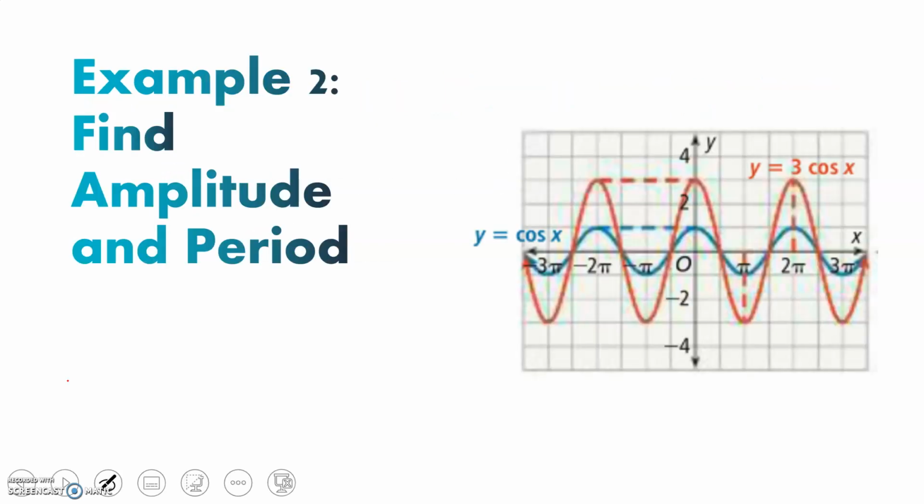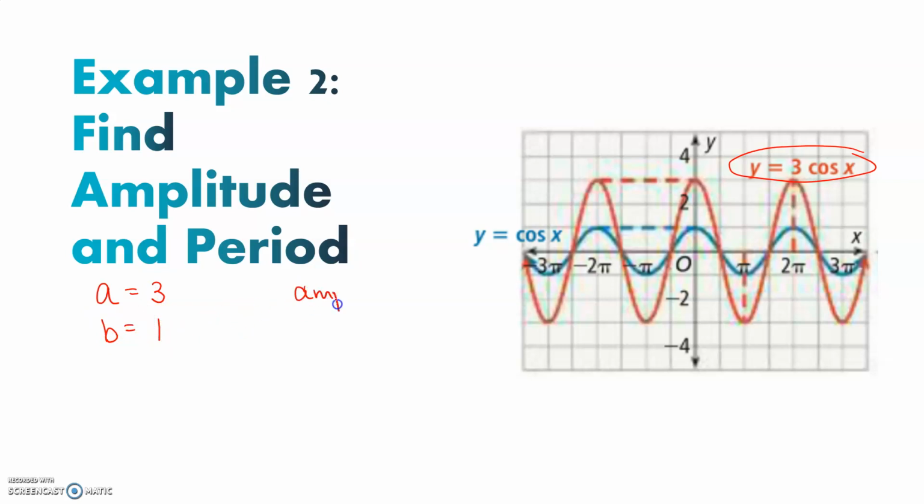All right, so in this example, I have a graph, but I'm going to just try to do it by looking at the equation. So even though I have a graph, I'm going to look at the equation. So here's my equation, y equals 3 times cosine x. I'm going to try to look away from that.